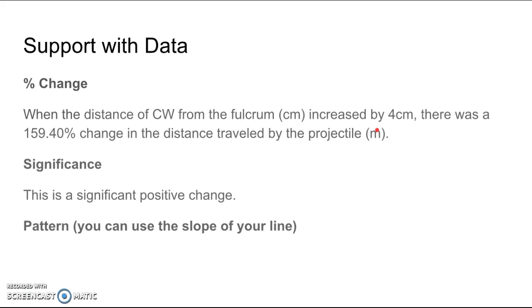The last thing I want to do is talk about a pattern, and this can be tricky. There's 2 ways you can do it. You can go back to your table, and you can figure out, well, every time the IV increased by this number, the average DV seemed to increase by about this number. The other way you can do this, and this is a trick I want you to try, is just look at the slope of your line. Right? So go back to your graph.